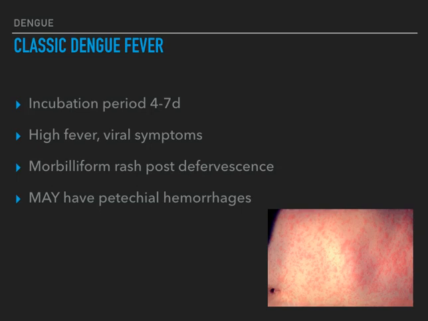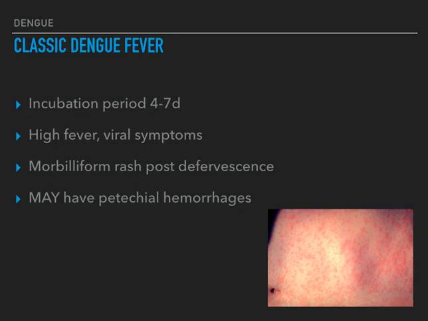The patients then defervesce and can develop a fine, pale, morbilliform rash. And if you had to rack your brain for what that looks like, don't worry, so did I. So I looked it up, and it's that confluent rash that I posted there that looks a little bit like measles. And that'll often start on the trunk and then progress to the extremities and face. These patients can also get petechial hemorrhages and may have other hemorrhagic manifestations in this stage, but these are often minor and can include things like epistaxis, easy bruising, or a positive tourniquet sign.